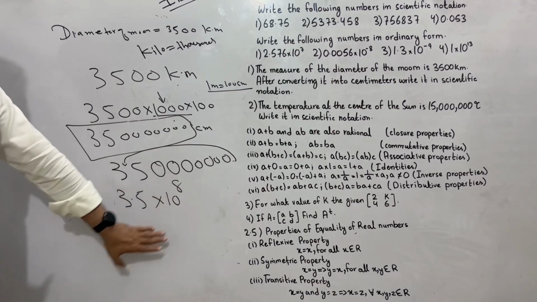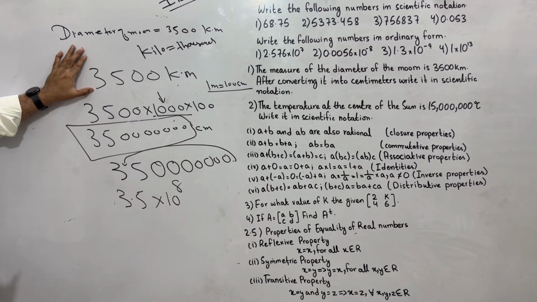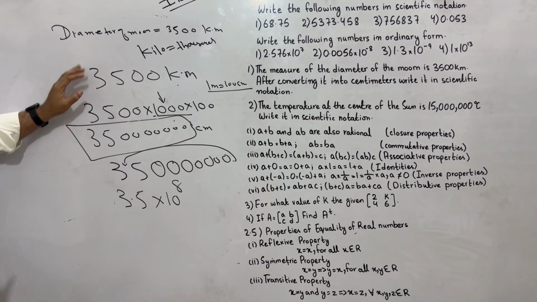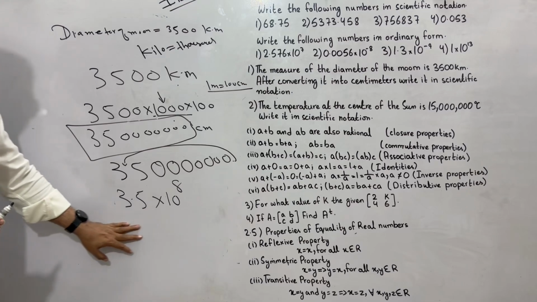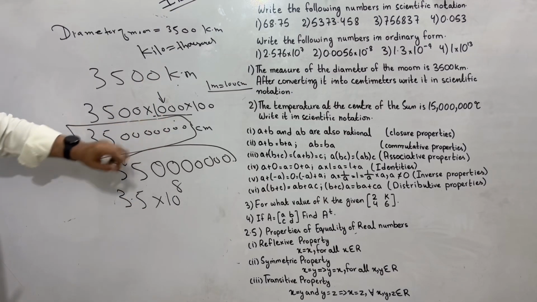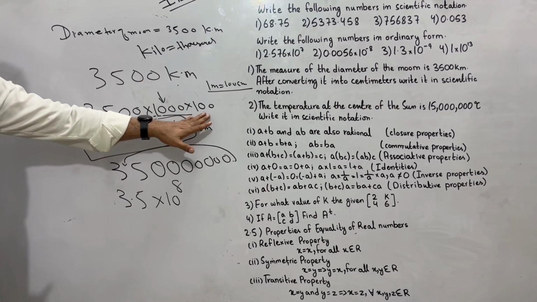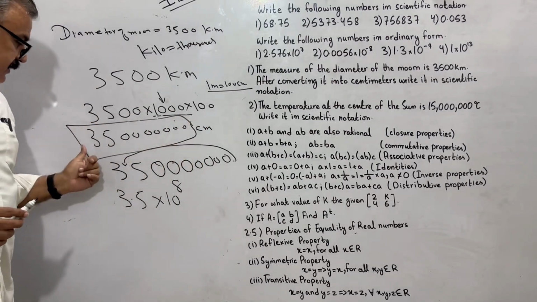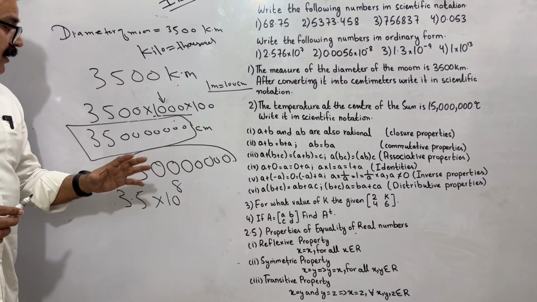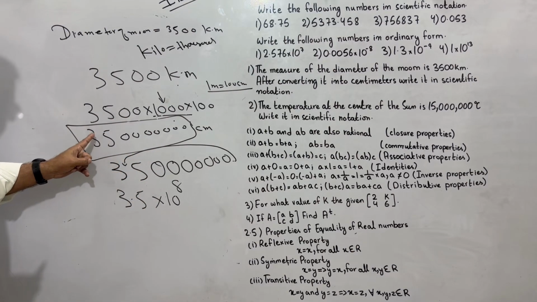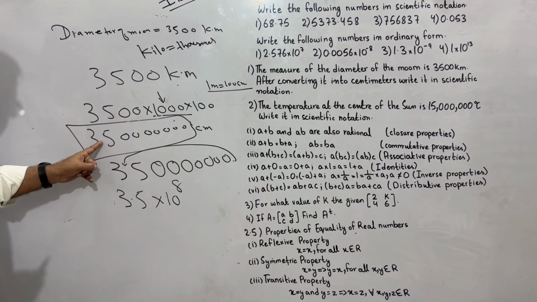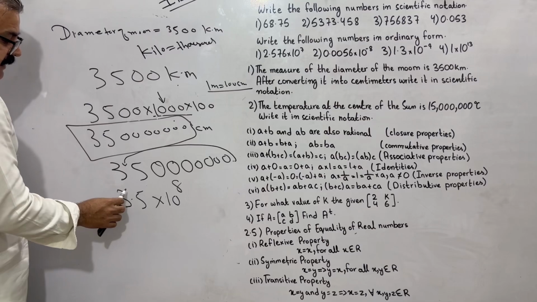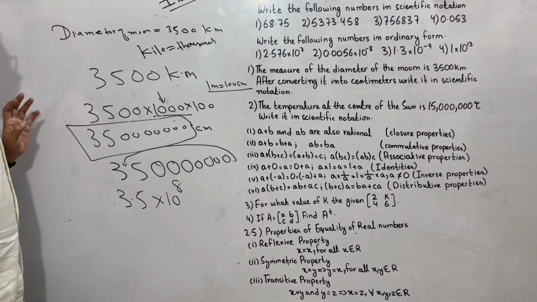3.5 into 10 raised 8 is the calculation of 3,500 kilometers after converting it into centimeter and writing in scientific notation. From kilometer to meter multiply by 1000, from meter to centimeter multiply another 100. So there are 35 with 7 zeros. Then we place the decimal after the first non-zero digit. The decimal has to travel 8 digits. That's why I have written 3.5 into 10 raised 8.